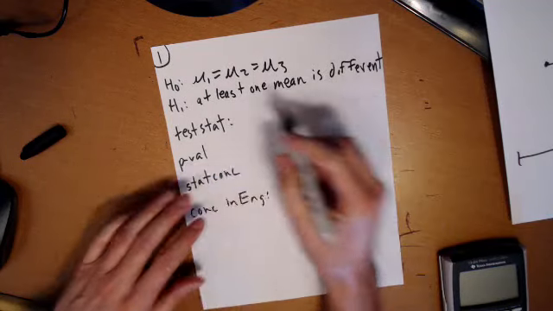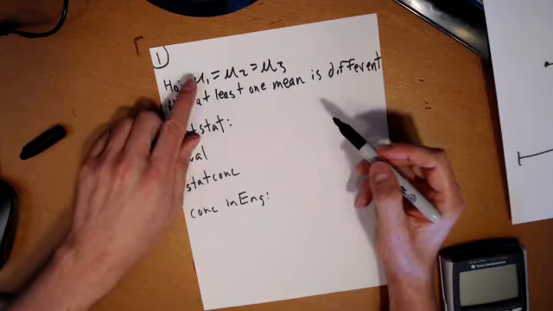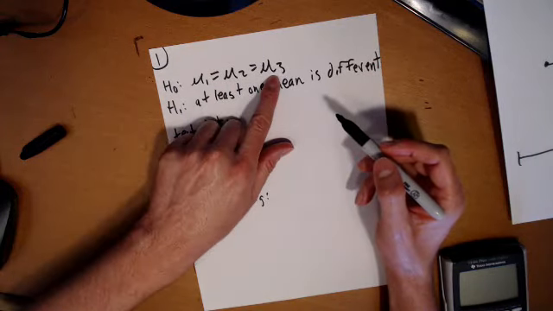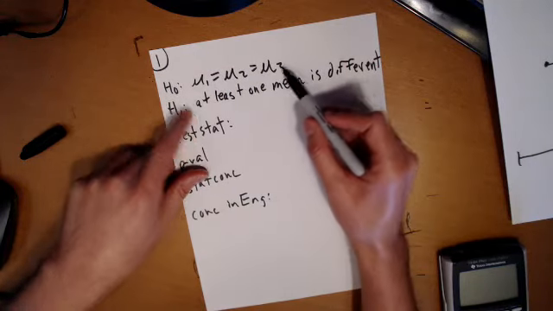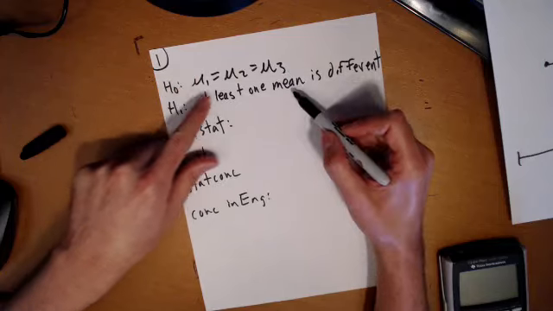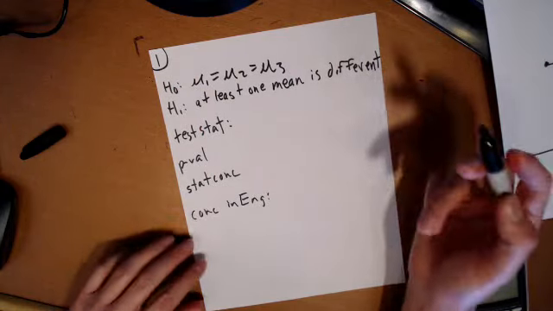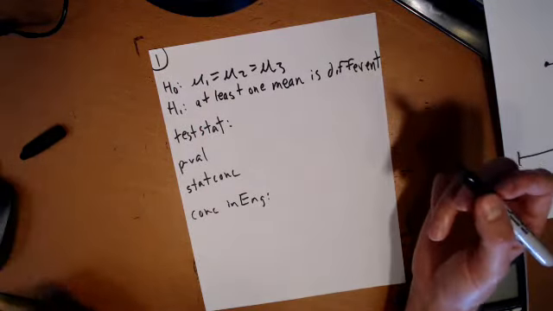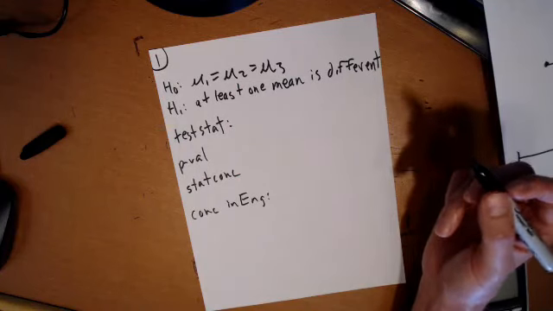Again, we don't need them all to be different from each other. This one different than this one, different than this one. In order to make this null not true, all we need is just one of them to be different. So at least one mean is different. Yeah, this is kind of just like that homogeneity of proportions.